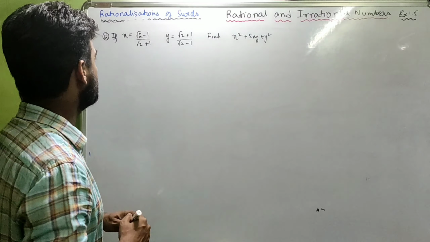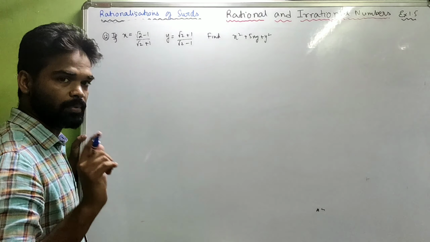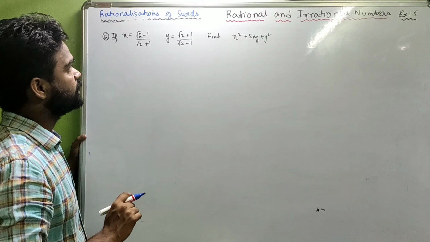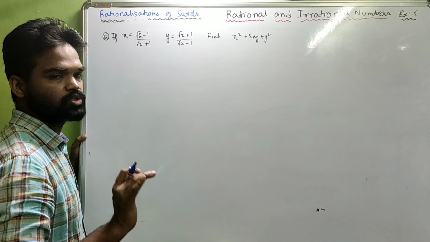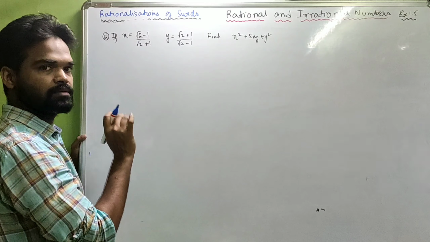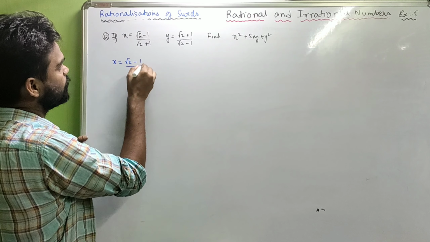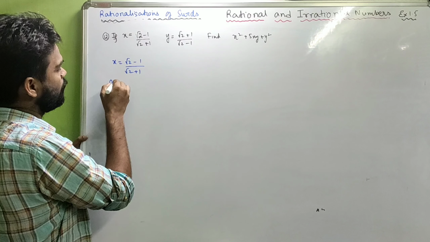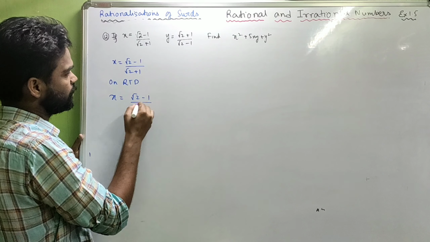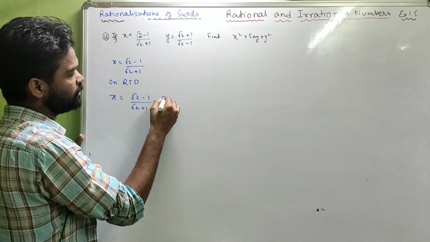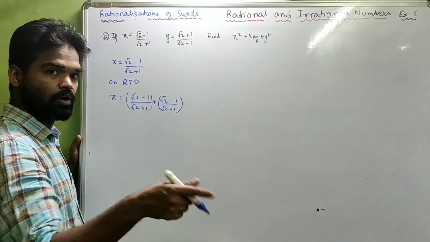Now let's look at the last sum for this exercise, number 12. If x is (root 2 minus 1) by (root 2 plus 1), y equals (root 2 plus 1) by (root 2 minus 1), find the value of x square plus 5xy plus y square. First of all, simplify this. Rationalize the denominator. See, x equals (root 2 minus 1) by (root 2 plus 1). On rationalizing the denominator, what do I get? I'll multiply by root 2 minus 1, isn't it? I'll multiply with the conjugate of the denominator.